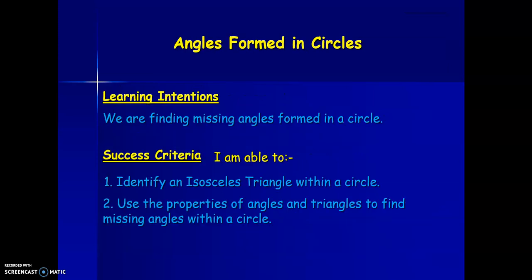Okay, so let's look at today's lesson then. So today we are going to look at finding missing angles formed in circles. By the end of the lesson, we should be able to identify an isosceles triangle within a circle and use the properties of angles and triangles to find missing angles within a circle.